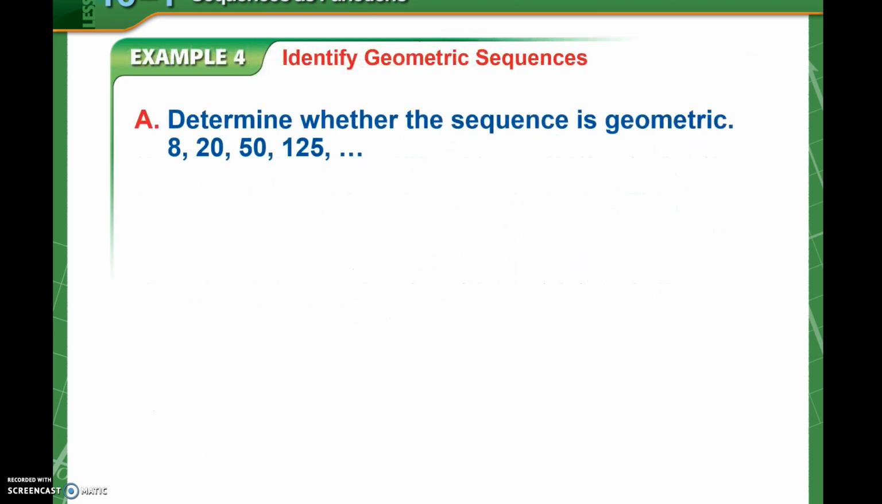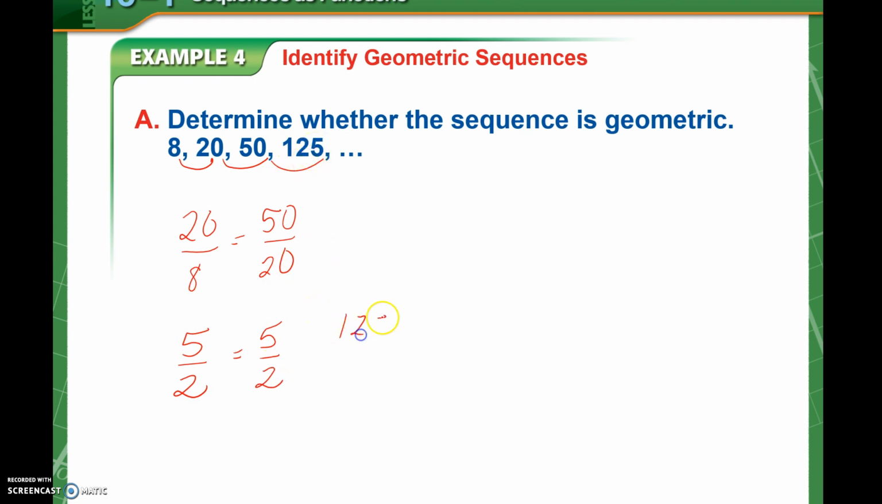And let's go back now to geometric. Geometric, we're multiplying by the same number, so it'd be the same ratio between terms. So it doesn't have to be a whole number. So 20 over 8 should equal 50 over 20. If I reduce that, 4 goes into here 5 times, 4 goes in here twice. And this also equals 5 over 2, and we're going to go one more.